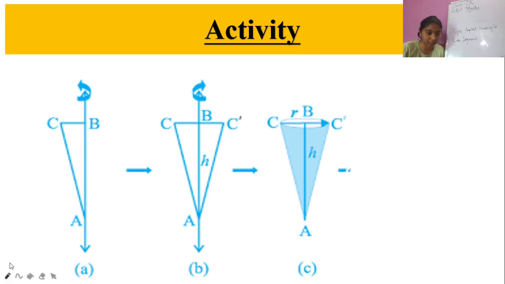So let me write it down. This is a cone, right? But students, do you notice whenever I rotate it in the anti-clockwise or clockwise direction, I get the same cone, right? So what kind of cone is it? Do you find any right angle triangle? Yes, right angle, 90 degree.